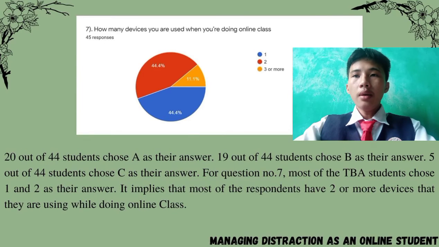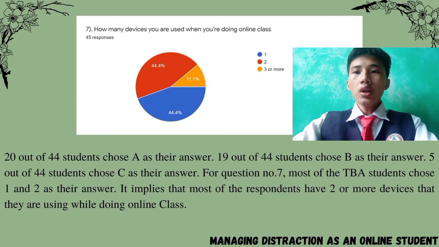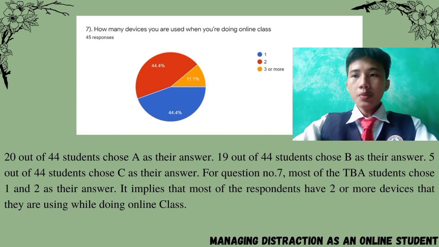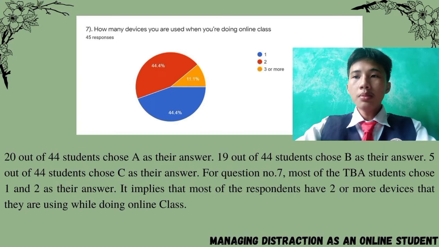For question number 7, how many devices do you use when you're doing online class? 20 out of 44 students chose A as their answer. 19 out of 44 students chose B as their answer. 5 out of 44 students chose C as their answer. For question number 7, most of the TBA students chose 1 and 2 as their answer. It implies that most of the respondents have 2 or more devices that they are using while online class continues.